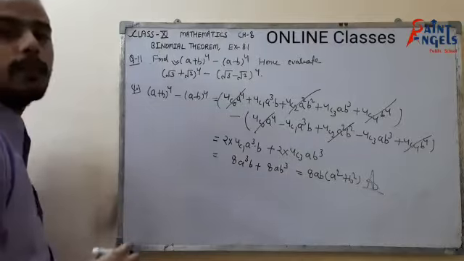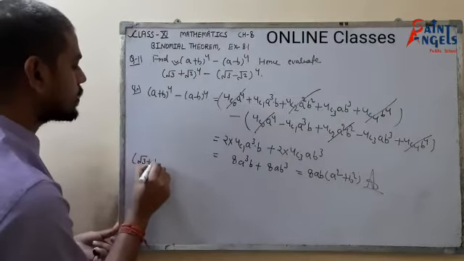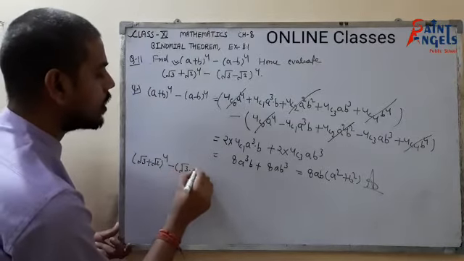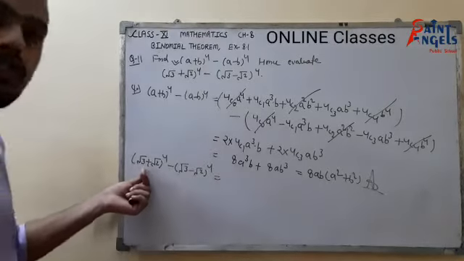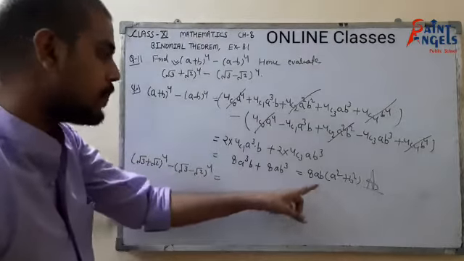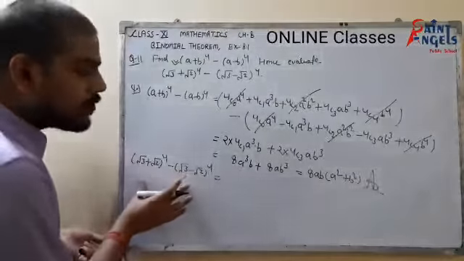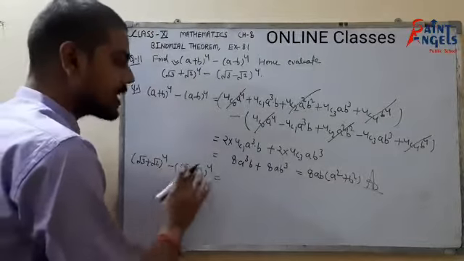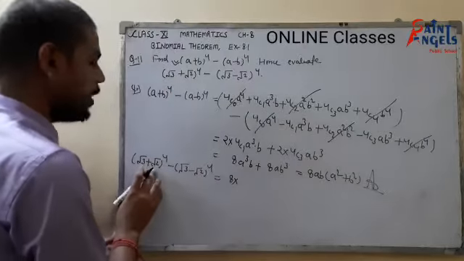Okay, now we have to find the value of under root 3 plus under root 2 to the power 4 minus under root 3 minus under root 2 to the power 4. So here put root 3 at the place of a, put root 2 at the place of b, and we'll get our answer. Because this is the formula for this question, the value of this expansion would be 8 into a. A means under root 3 and b means under root 2.